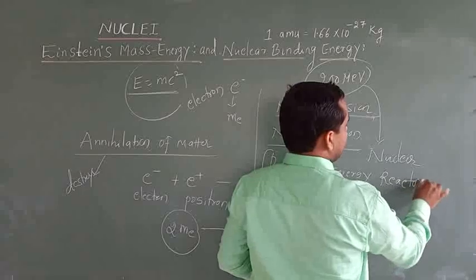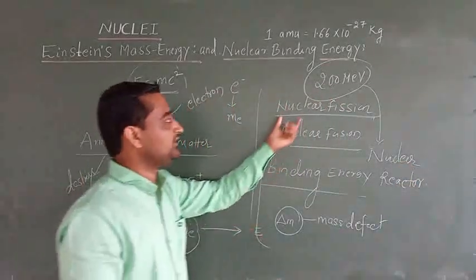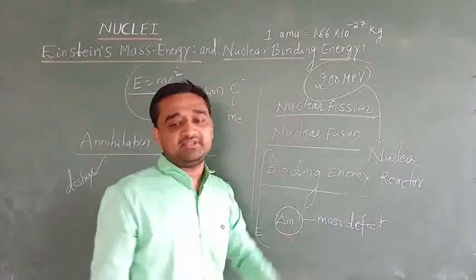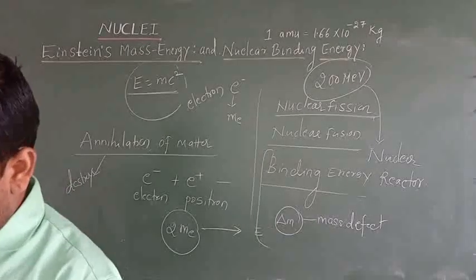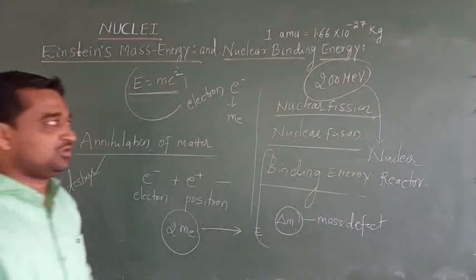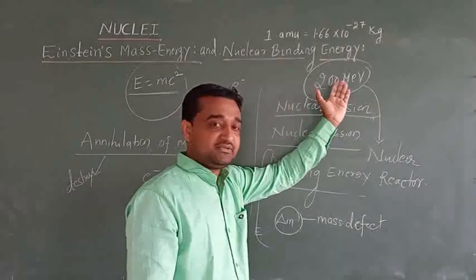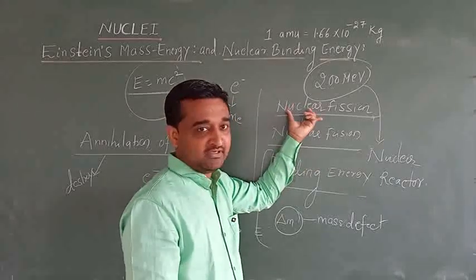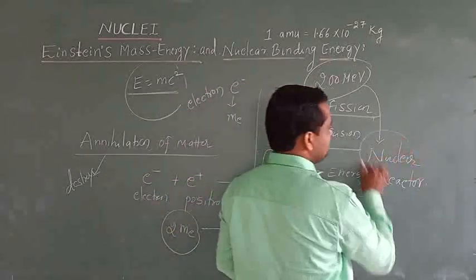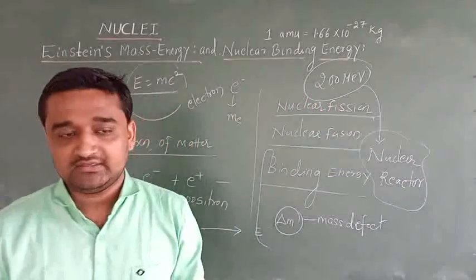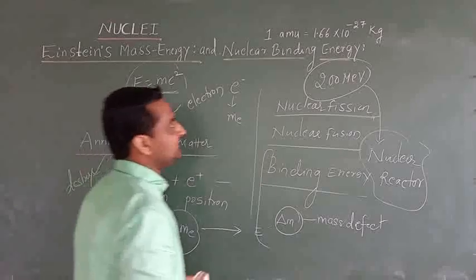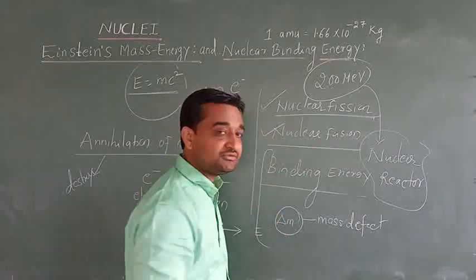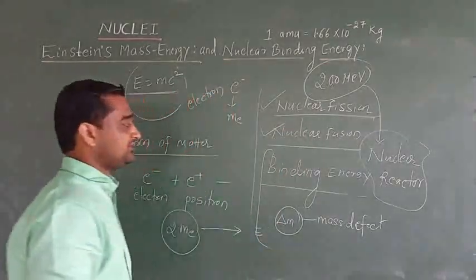The energy released during the process of nuclear fission is used for the destructive purpose as well as for the constructive purpose. An example of destructive use is an atom bomb. Constructive purpose means it is used in the case of a nuclear reactor. So in the next classes we are going to explain in detail about nuclear fission with examples, and nuclear fusion in detail with examples.